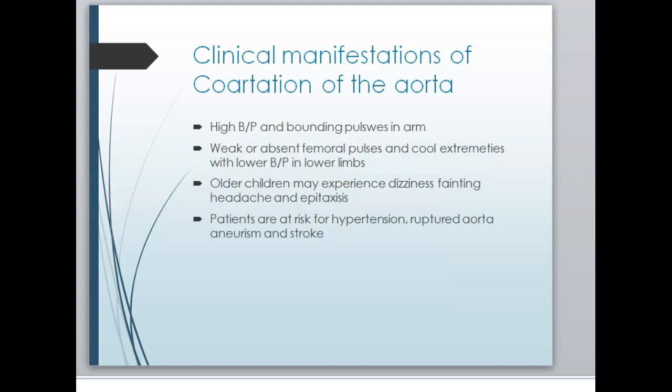Clinical manifestations: you're going to have a high BP and bounding pulses in the arms, weak or absent femoral pulses, and cool extremities with lower BP in the lower limbs. Older children may experience dizziness, fainting, headaches, and epistaxis. And patients are at risk for hypertension, ruptured aorta, aneurysm, and stroke.